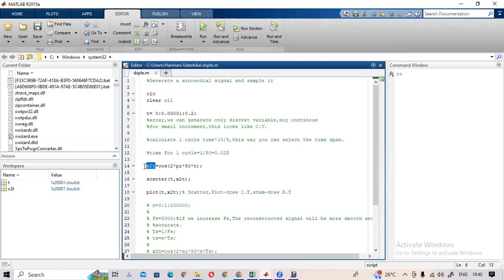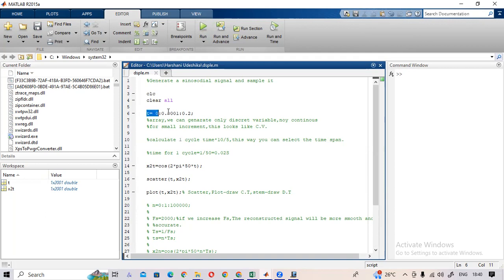X2t also 20,000 values you have to calculate. Okay, so it will take some time. So it is better to select some appropriate value. Okay, so if I use this one like this, maybe only 2,000 values are there. Okay, so that is enough.